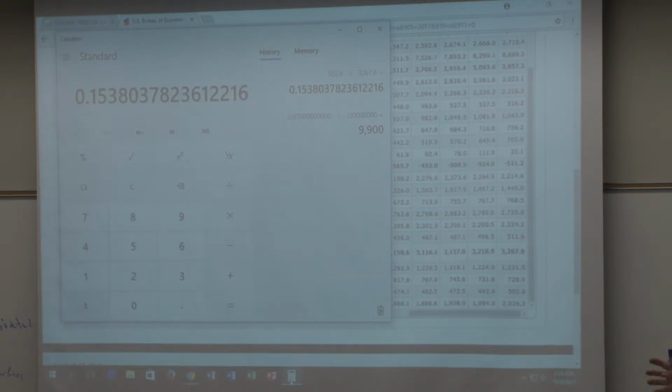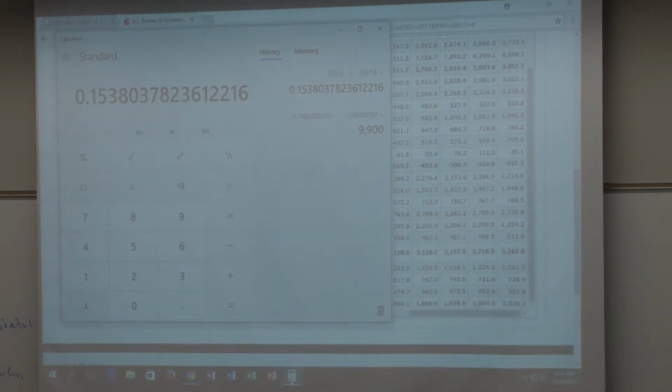So of all of the government spending on stuff that's not related to national defense, the federal government spends only 15 cents of every dollar. Most people don't realize that. Most of the spending that happens in government happens here at the state and local level.